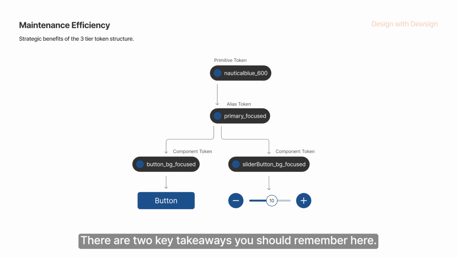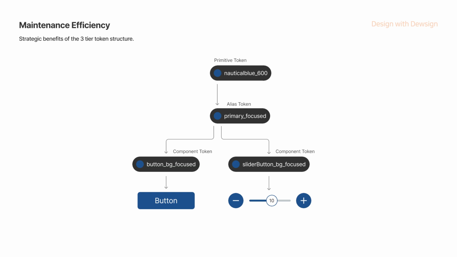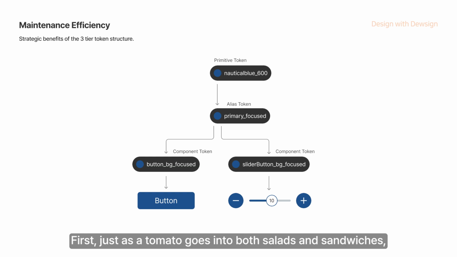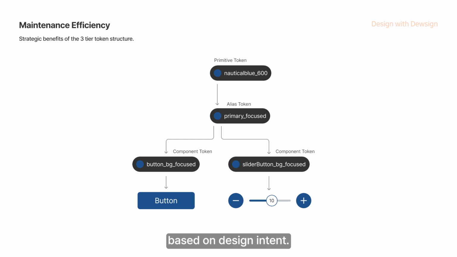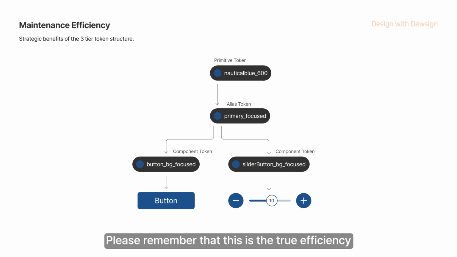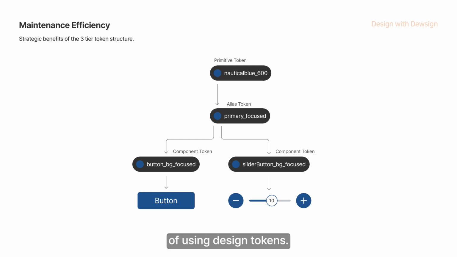There are two key takeaways you should remember here. First, just as a tomato goes into both salads and sandwiches, primitive tokens can be reused in multiple places based on design intent. Second, if you build a solid structure, you can update your styles all at once. Please remember that this is the true efficiency of using design tokens.